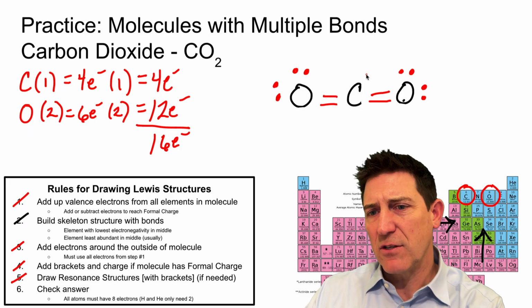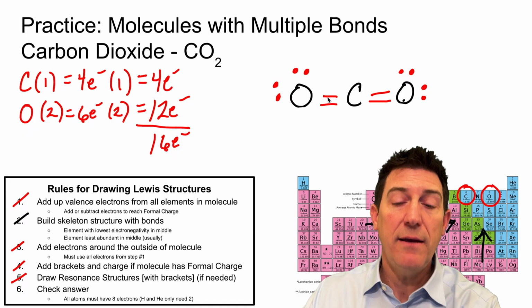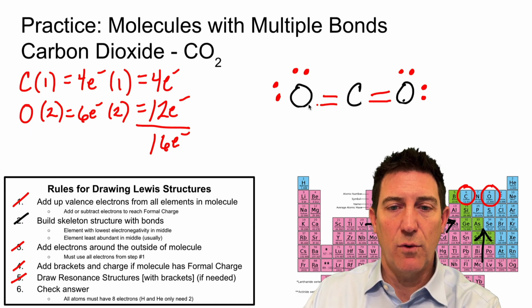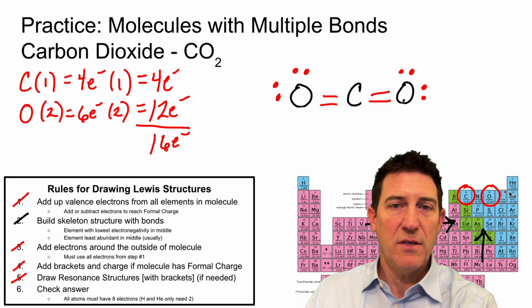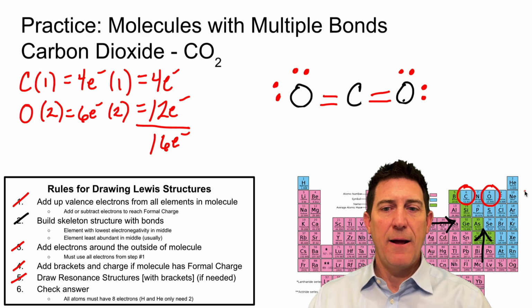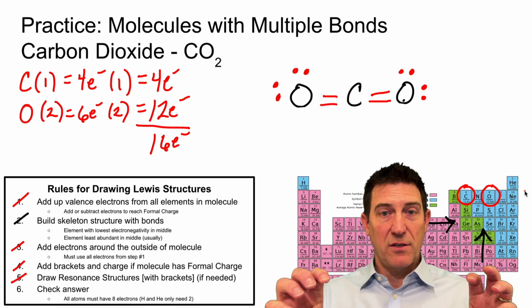Now let's see if it fits all the rules. Carbon has 2, 4, 6, 8. It's okay. Oxygen right here, 2, 4, 6, 8. This oxygen, 2, 4, 6, 8. Well, this must be carbon dioxide. It has a carbon with 2 double bonds going over to the oxygen.